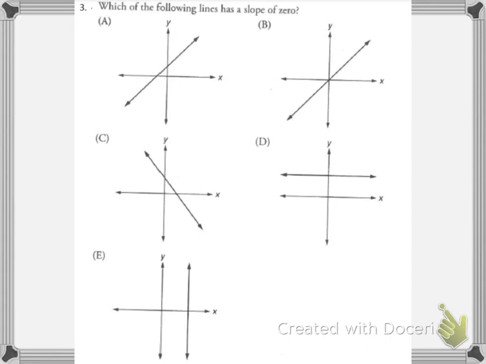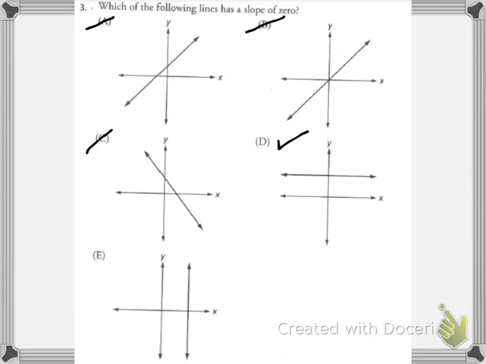Which of the following lines has a slope of 0? Well, A has a positive slope, so it's not A. B also has a positive slope, so it's not B. C has a negative slope. Alright, having a slope of 0 means it cuts straight through your y-axis and goes from left to right, so that means that is this one. E actually has an undefined slope.